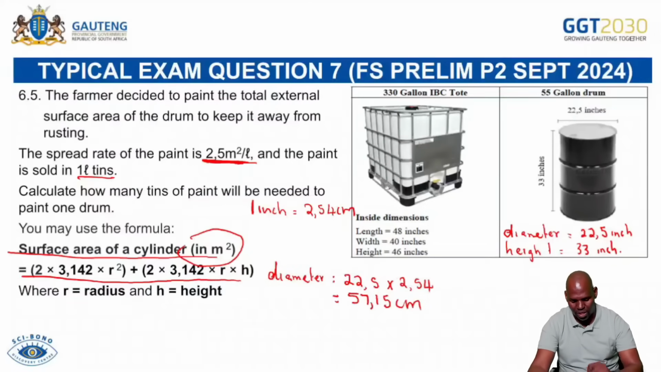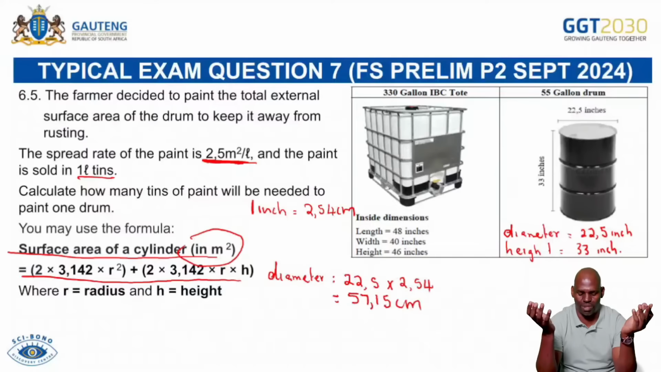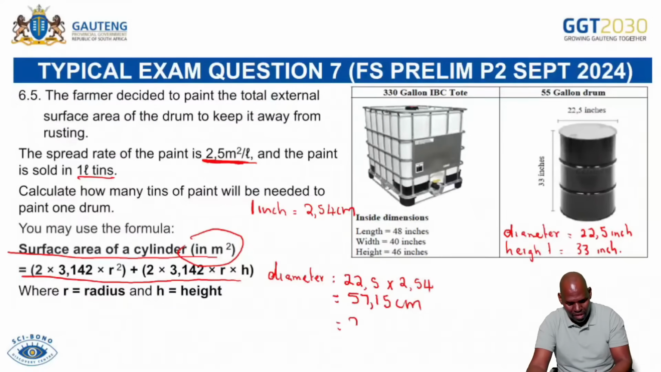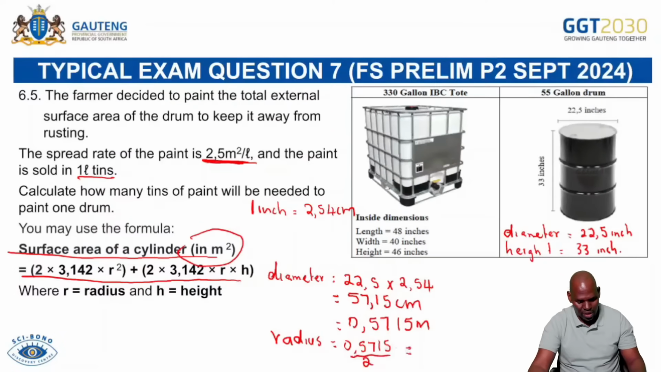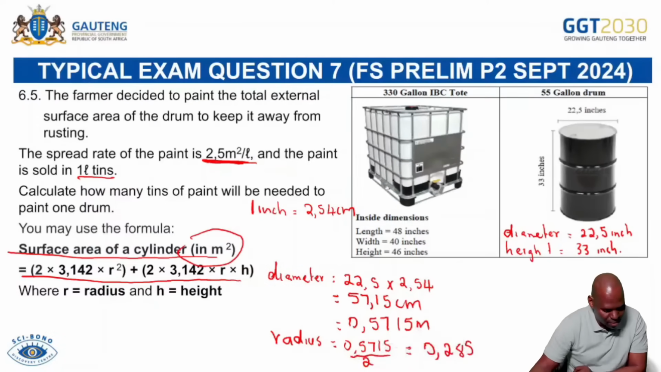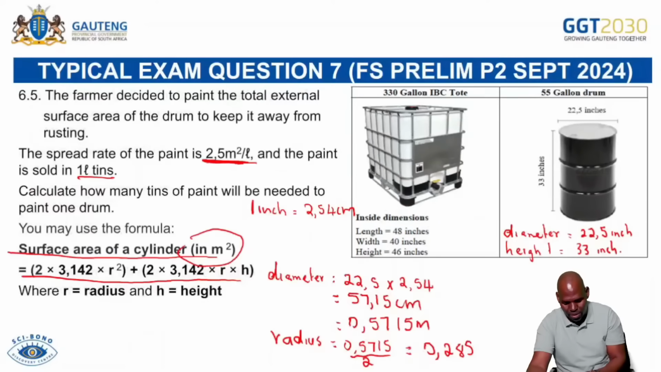But I want these values in meters. Now I can convert these centimeters to meters. How do I convert from centimeters to meters? I divide by 100. If I divide it by 100, then I get 0.5715, and this is now in meters. Right, so therefore my radius will be 0.5715 divided by 2. Then I get 0.285 75, sorry, 0.28575, and it's in meters.